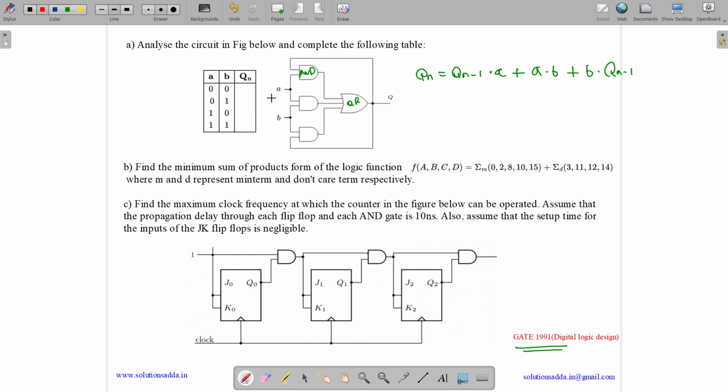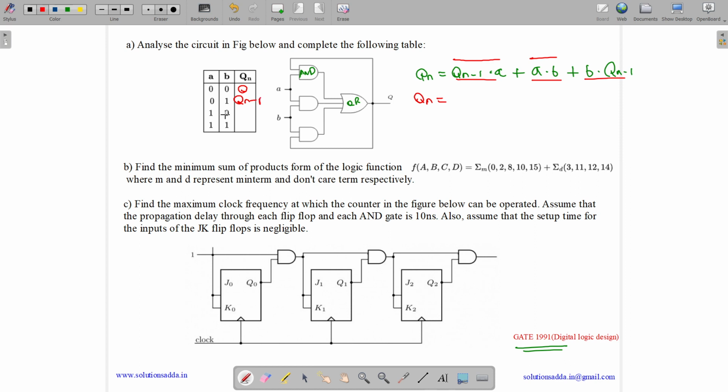Now we need to fill this table. When A and B are 0, what is the value of Qn? When A and B are 0, this becomes 0, this becomes 0 and this becomes 0. So the whole expression becomes 0. The next case is when A is 0 and B is 1. When A is 0, this becomes 0, this becomes 0 and B is 1, so this becomes 1. So we get Qn equals Qn minus 1.